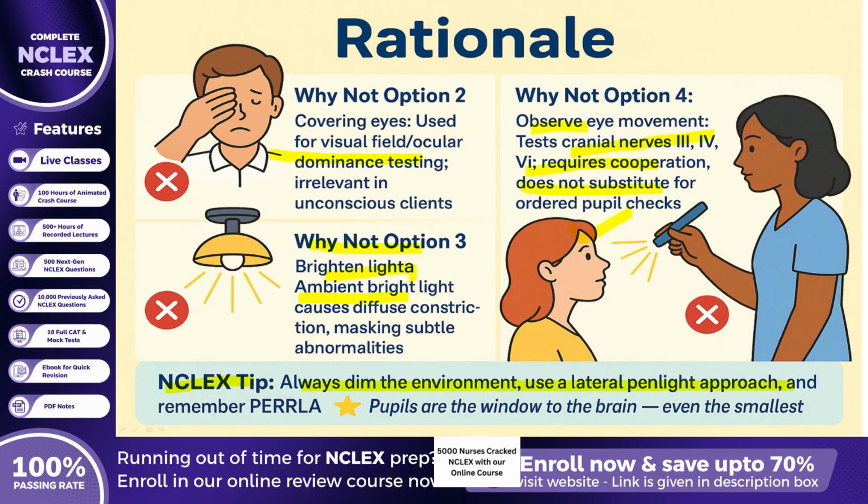Always use a lateral approach with the pen light to avoid triggering the accommodation reflex. And remember the acronym PERRLA: pupils equal, round, reactive to light, and accommodation. Unequal, fixed, or dilated pupils can be the earliest sign of impending herniation, requiring immediate action.